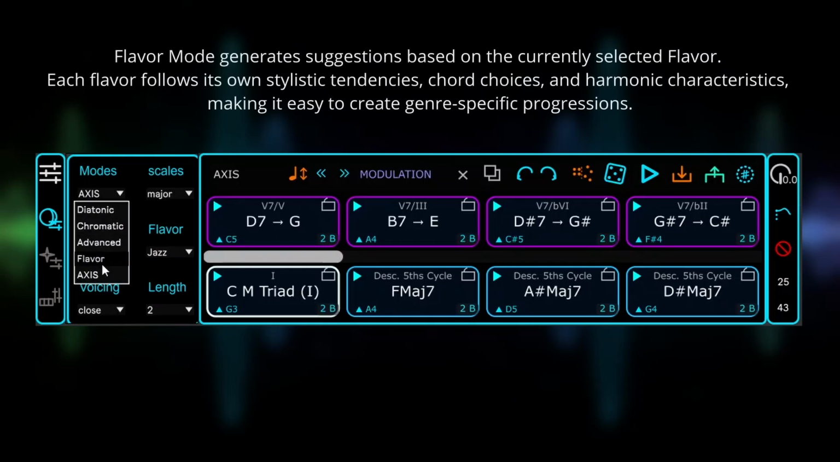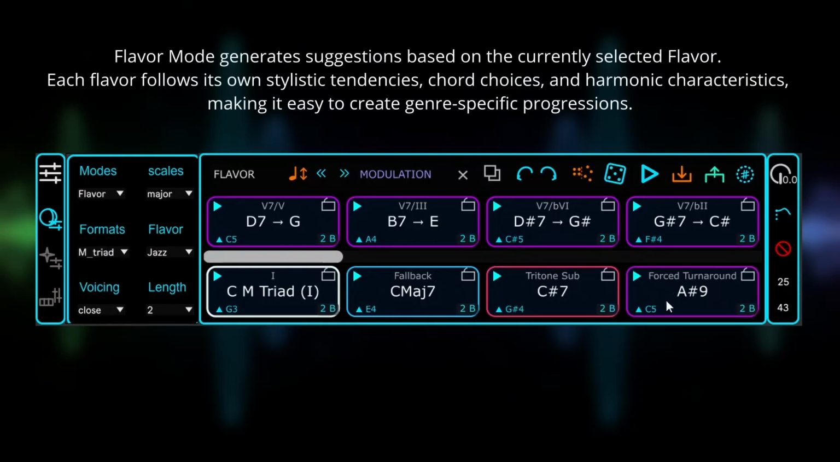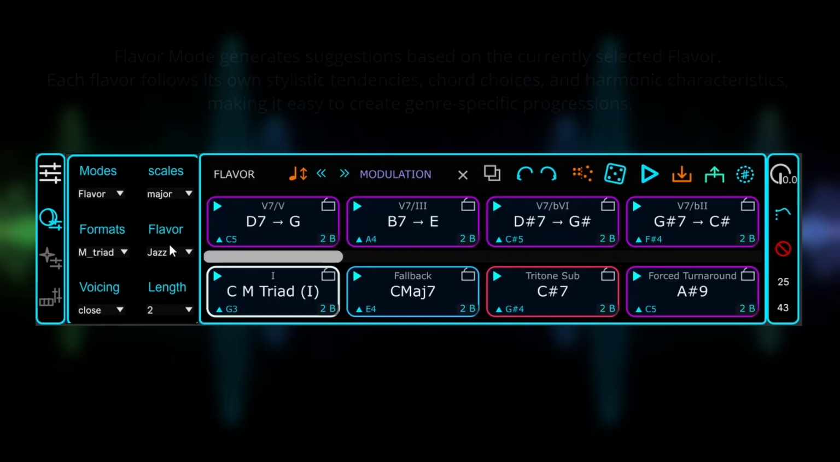Flavor mode generates suggestions based on the currently selected flavor. Each flavor follows its own stylistic tendencies, chord choices, and harmonic characteristics, making it easy to create genre-specific progressions.